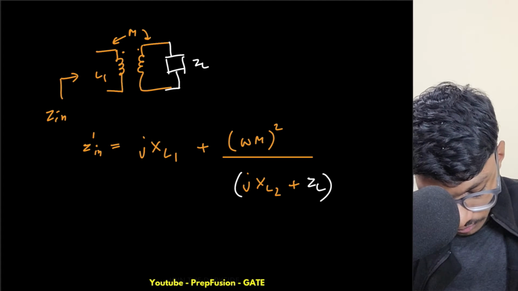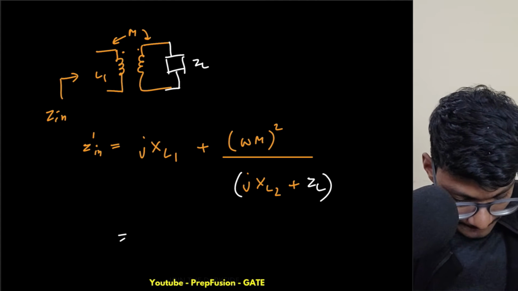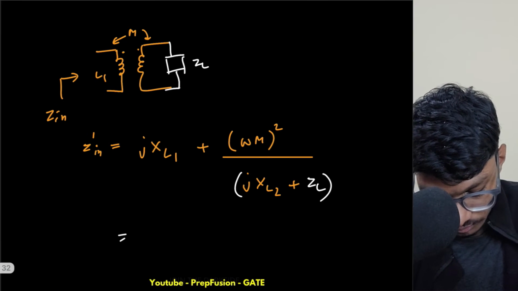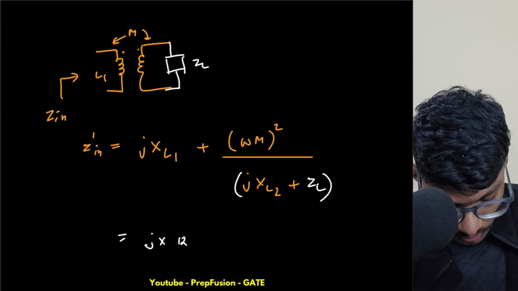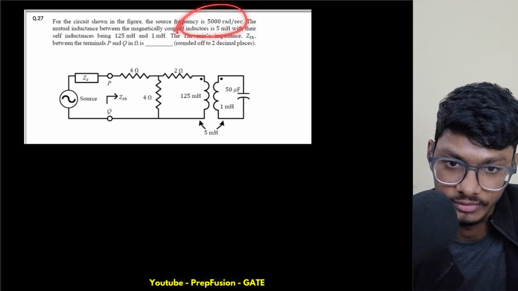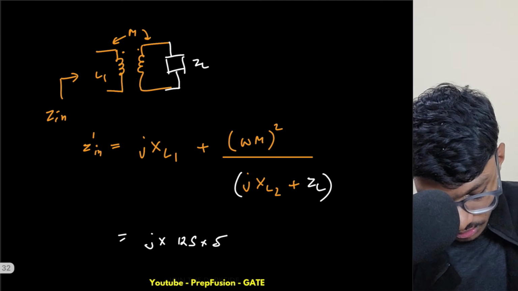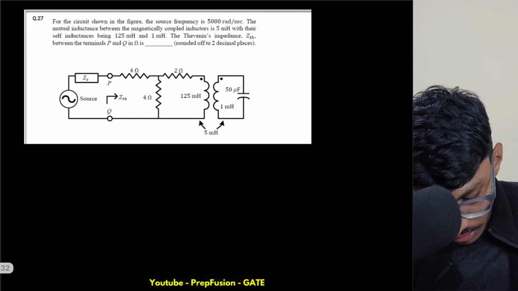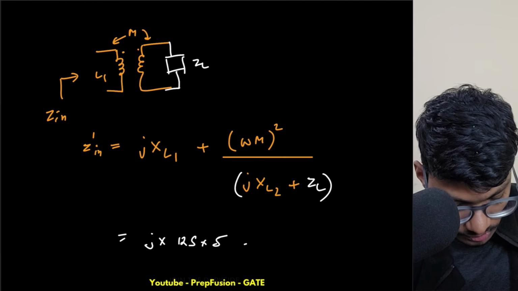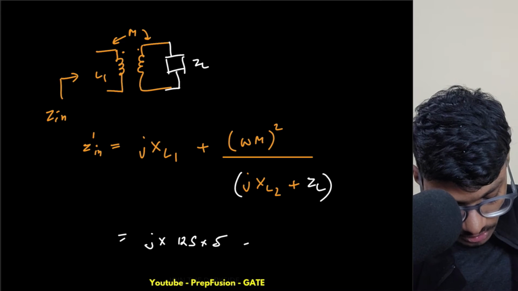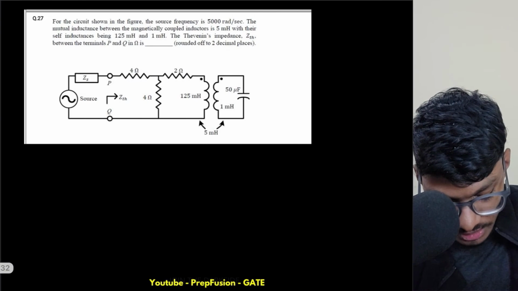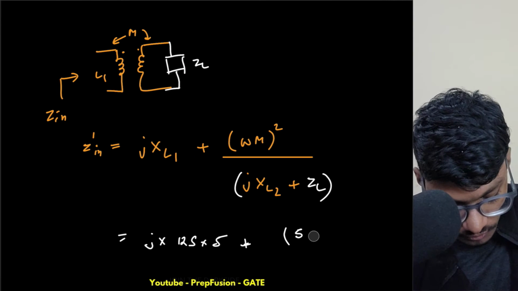Now if you put in these values, what is your XL1? XL1 is simply j into 125 into 5 milli, and the 1000 gets cancelled because we have been given 5000 radians. You have to find the Thevenin impedance, that is why I'm doing all this. Next is this one: omega M square is simply, omega is 5000 and M is 5 milli, so this will become only 5 into 5.